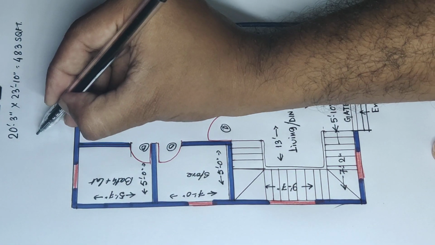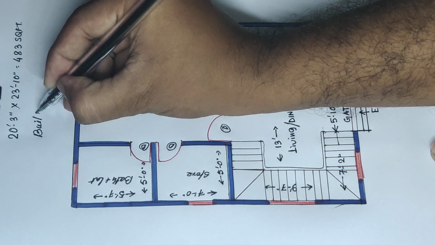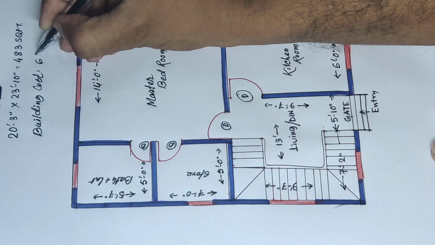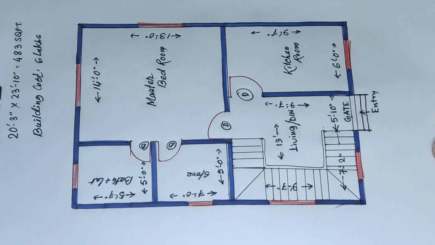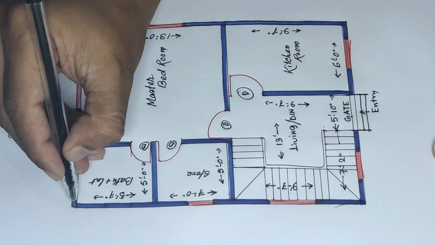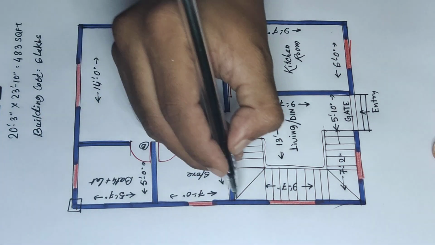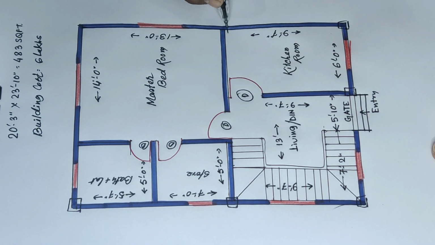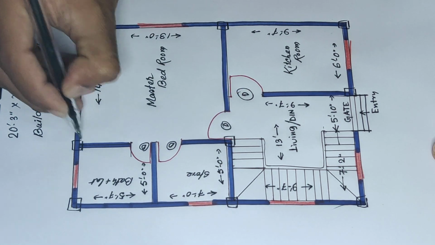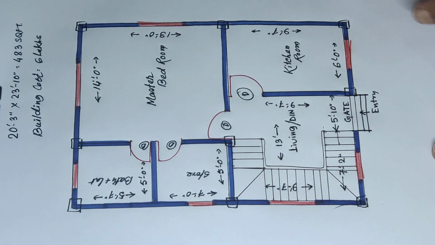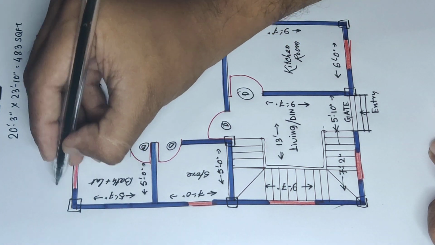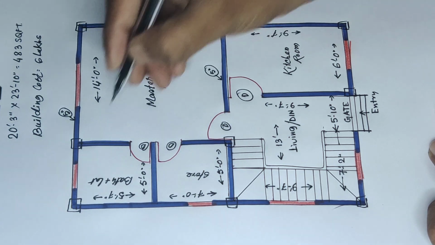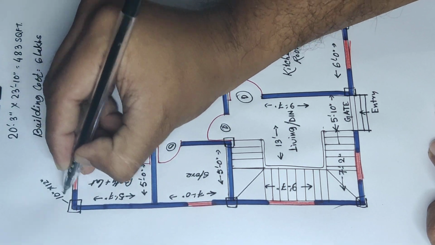Okay, and cost, building cost total 6 lakhs. Okay, and column, this is column. Okay, this is column. 9 numbers column provide this building, and outside wall 5 inch wall and inside wall 5 inch wall. Column size 10 inch into 12 inch.